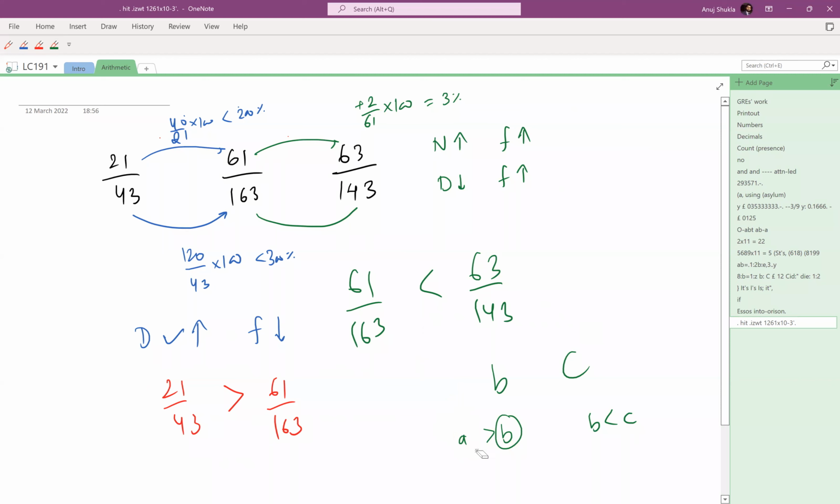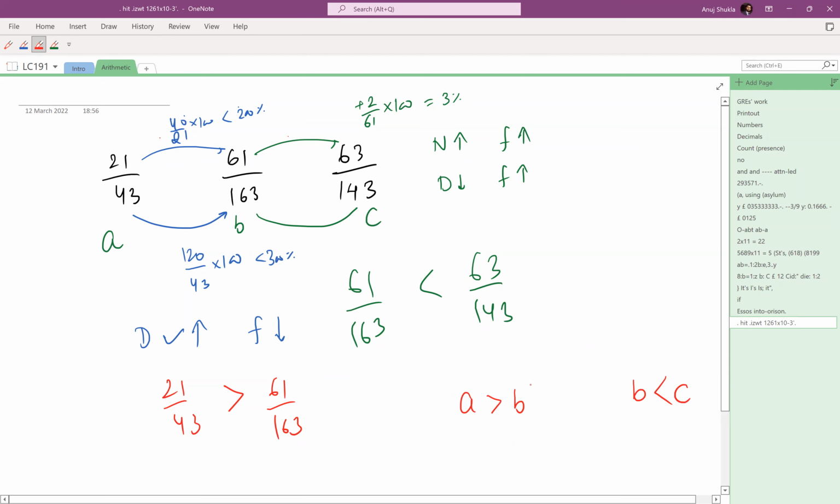What I'm saying is, consider this one as A, this one as B, and this one as C. What you have found is that A is greater than B, and B is less than C. Can you combine these ratios? B is less than A and B is less than C. Then you should know about A and C also. Then only you can say where B lies. You should know the B value, or you should compare A and C. Understood or not?